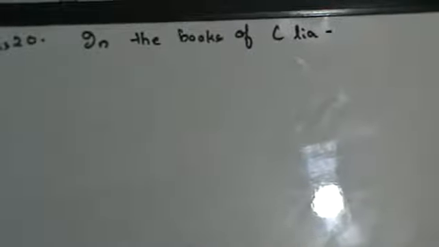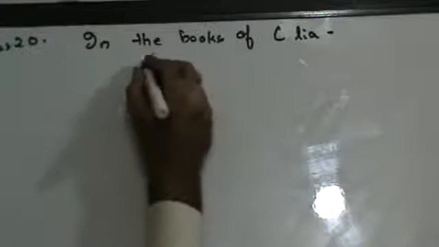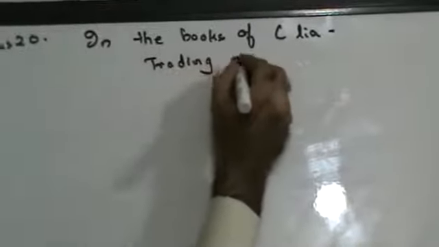Illustration 20. On 1st April 2004, there was a devastating fire in the godown of Celia Enterprise, which destroyed the stock and also their books of accounts. However, they were able to obtain the following information from their stock, income tax and sales tax consultant. Okay, they've given you 2 years data. That means I need to make trading account and I need to make memorandum of trading account.